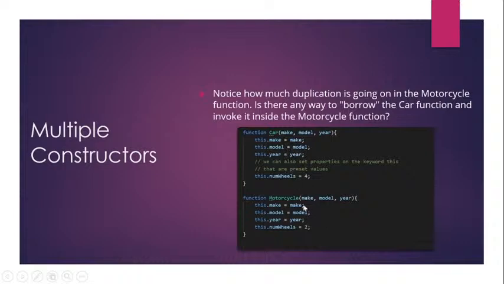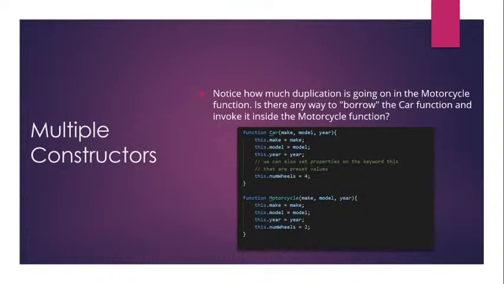So is there any way that we can reduce the duplication we are doing in motorcycle? Because if it were 100 properties rather than just these four, which it obviously can be, do we have to write all these properties again and again? No. We're going to refactor our code to make sure that duplication is reduced. We want some way to borrow the car function and invoke it inside the motorcycle function.